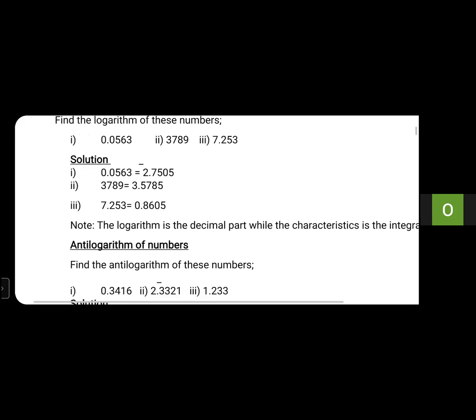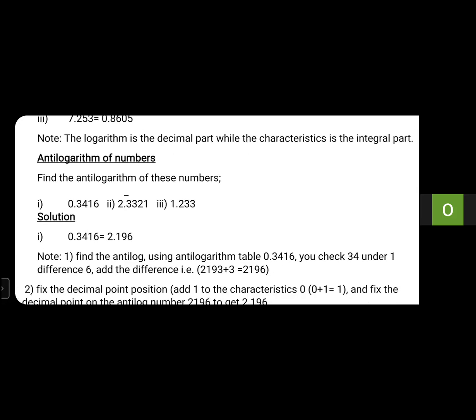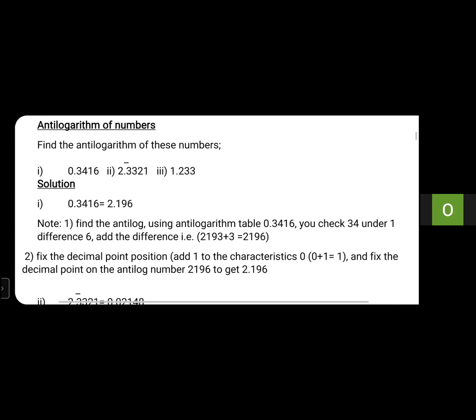Now we move to check for anti-logarithm. They said find the anti-logarithm of these numbers. The first one is 0.3416. The second one, there's a mistake there. It is bar 2.3321, that is minus 2 point 3321. I made a mistake there. The third one is 1.233.